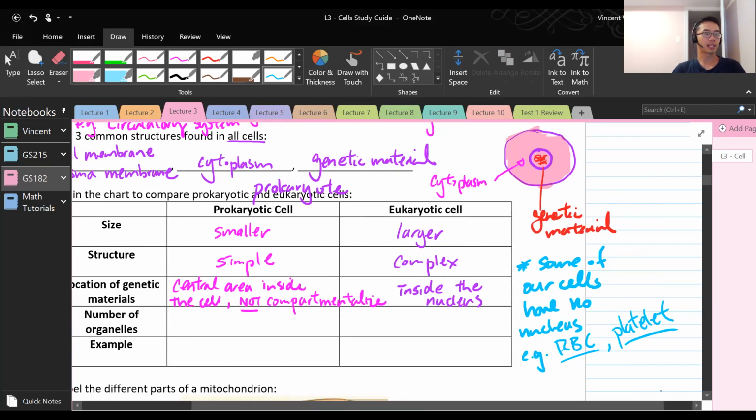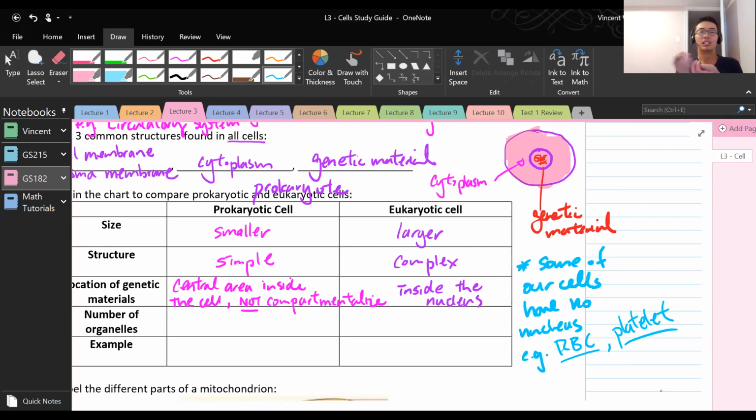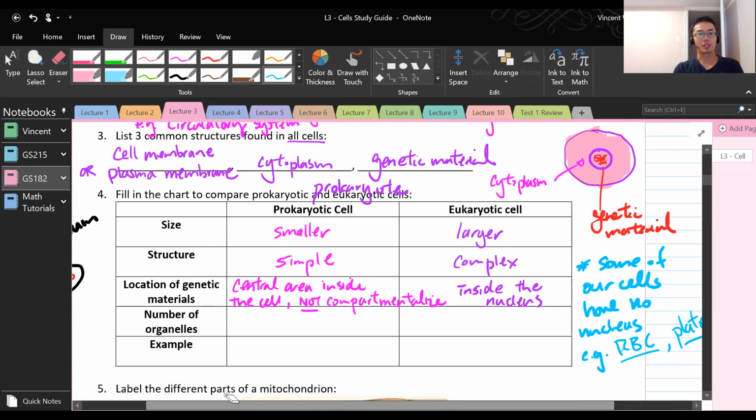And then platelets, that's another one that does not have a nucleus. So there are exceptions. Like in science, not everything is like this or that. There are a lot of exceptions, and we just have to accept that sometimes.